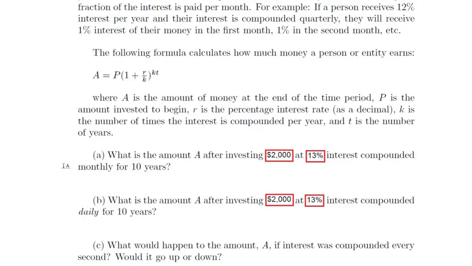So for this problem, compounded monthly means K equals 12. That's the number of times we compound per year. T equals 10, because that's the time period. P equals 2,000, because that's the starting amount. And R equals 0.13, because that's the decimal form of the percentage. So you're really just plugging all those numbers where they're supposed to go in the formula.